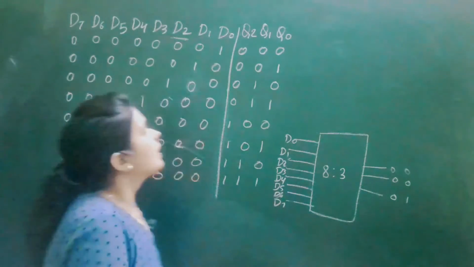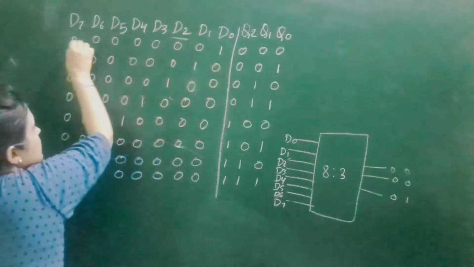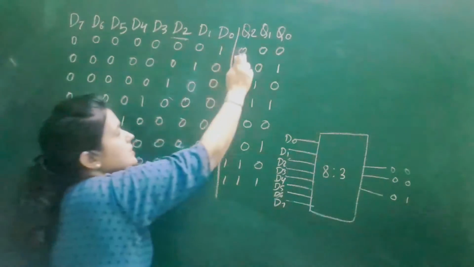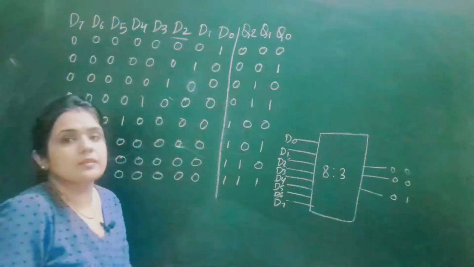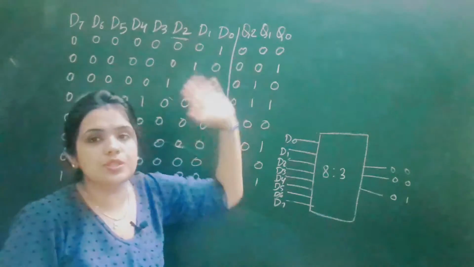Now suppose D0 has value 1 and the remaining higher input lines have value 0. In that case output will be 0, 0, 0, because here we are assuming that these higher lines have value 0.